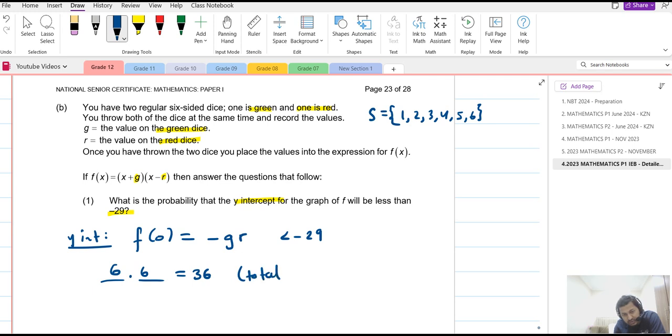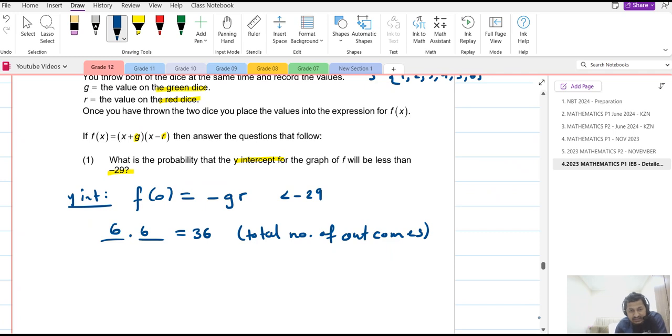Total number of outcomes when you roll two dice: 36. But what's the event? The event is the special one here. The product of the green number times the red number must be less than negative 29. Don't worry about that negative, it just represents the sign. So how many numbers are less than negative 29?